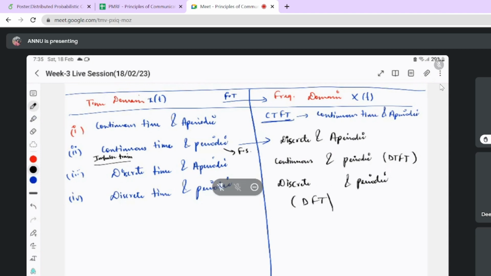Question, ma'am, can you suggest some source for us to practice these things? Any book or any material for this? Have you heard about Oppenheim? Oppenheim Wilsky, I think. Yes, yes, I read from that only. So please go through that.